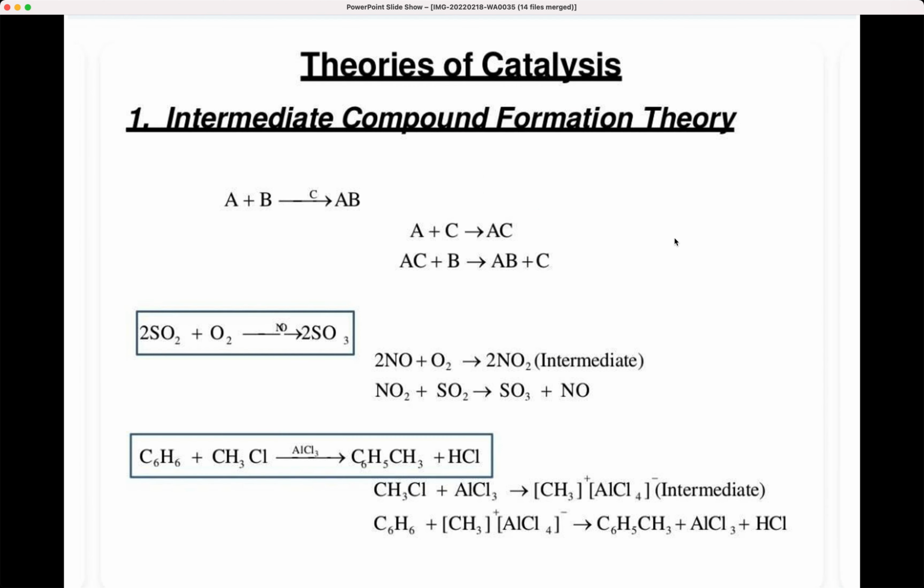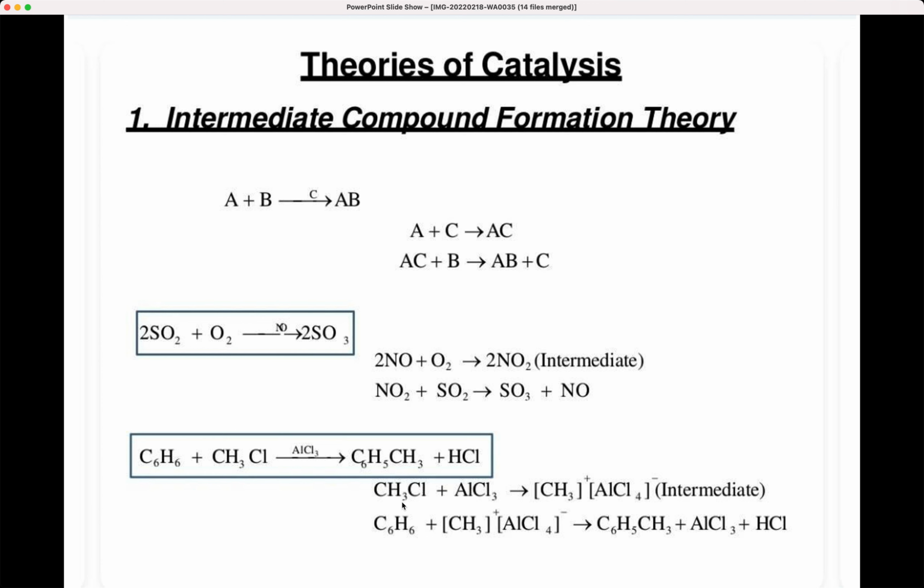Now next, what are the theories of catalysis? Intermediate compound formation theory, and it's very simple. A plus B gives AB, and A plus C gives AC, and AC plus B gives AB plus C. Just interchanging and writing. For example, 2SO2 plus O2 gives 2SO3. Here in this reaction 2NO plus O2 gives 2NO2, that is the intermediate, and NO2 plus SO2 gives SO3 plus NO. And next is C6H6 plus CH3Cl gives C6H5CH3 plus HCl.